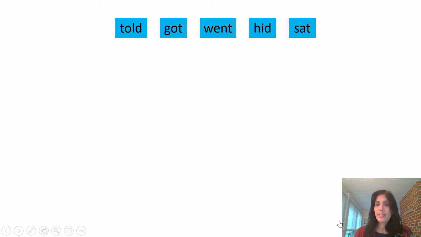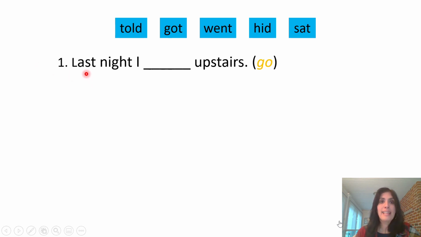Now let's practice using these irregular past tense verbs so that we can become experts. So here are the verbs that we are going to be working with today. Told, got, went, hid, sat. Okay? So let's read them again and I want you to say them with me. Told, got, went, hid, sat. Okay, now listen to this first sentence. It reads, last night I blank upstairs. I need the past tense of the word go. Which word am I going to use?